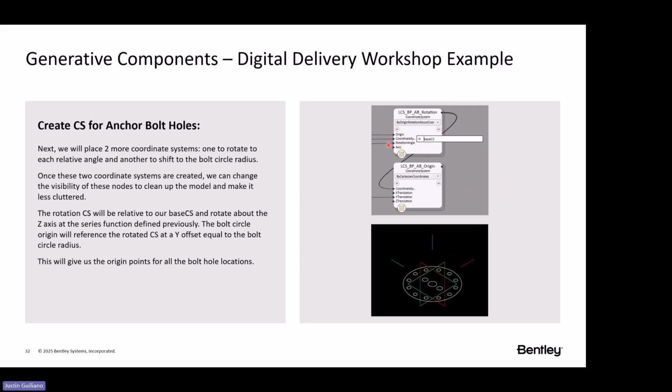Now, once we have those, that's great because it gives us the rotations, but it doesn't put us at the location of the bolt circle. So what we need to do then is place a coordinate system relative to those rotated coordinate systems and just offset them in our y direction at whatever the radius of our bolt circle is. And that's what then places us at that correct location within our base plate.